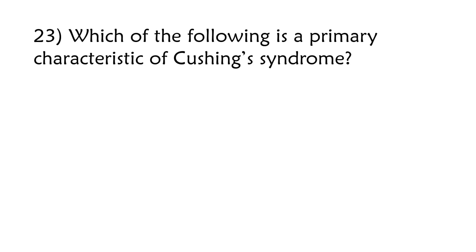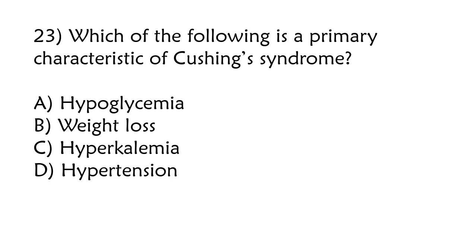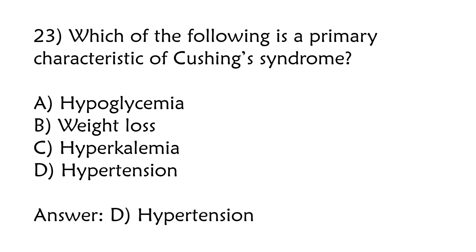Which of the following is a primary characteristic of Cushing syndrome? Hypoglycemia, weight loss, hyperkalemia, hypertension. Correct answer is option D, hypertension.